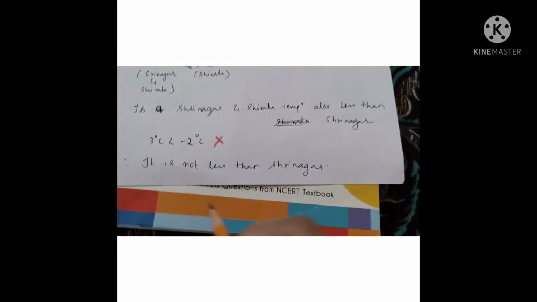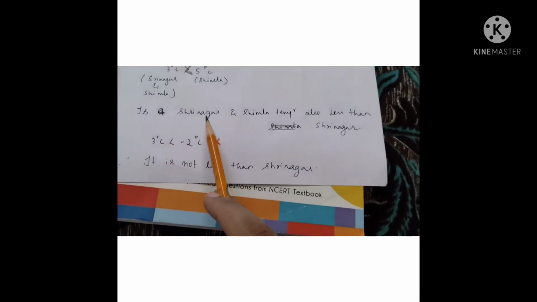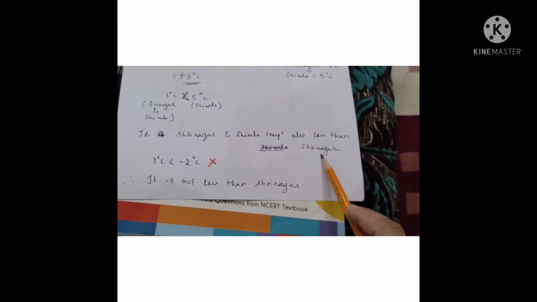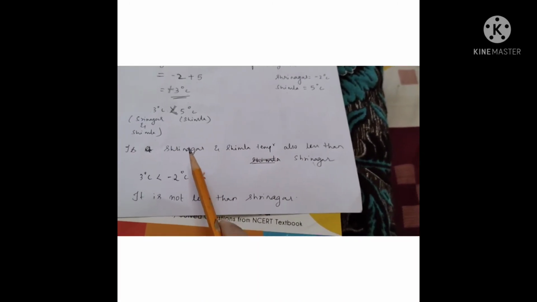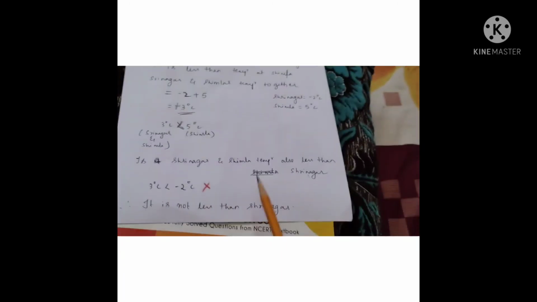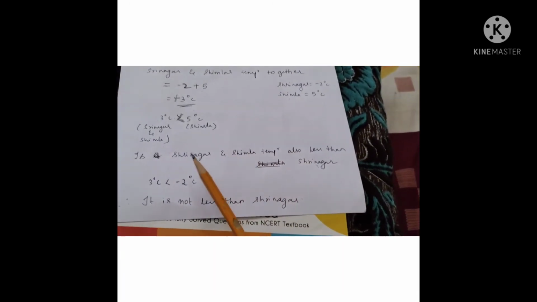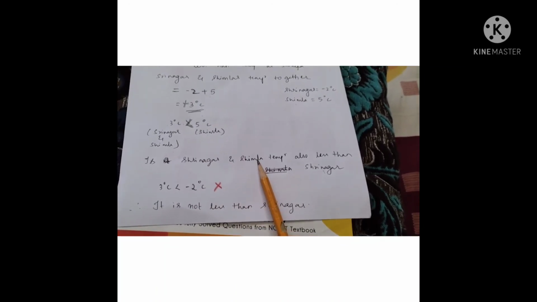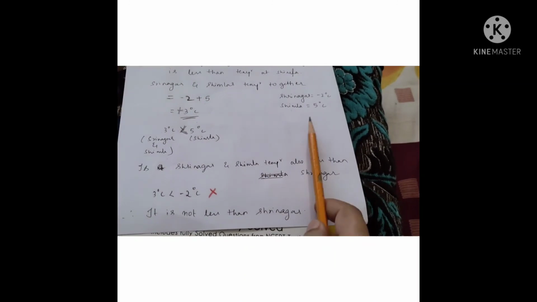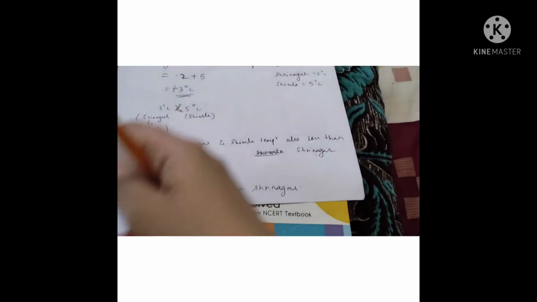Next aim: is Srinagar and Shimla's temperature also less than Srinagar? When you take Srinagar and Shimla's temperature together, is it less than Srinagar? Here we checked less than Shimla. Here we have to check less than Srinagar or not. What is the temperature of Srinagar and Shimla together? We just calculated. Here it is 3 degrees. And what is the temperature of Srinagar? Srinagar is -2. We have to check, is 3 degrees less than -2?